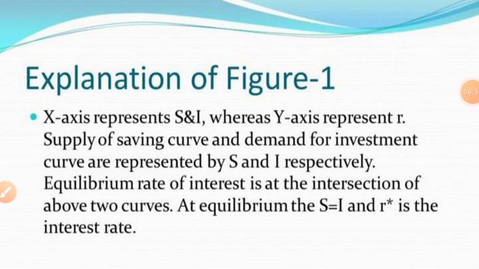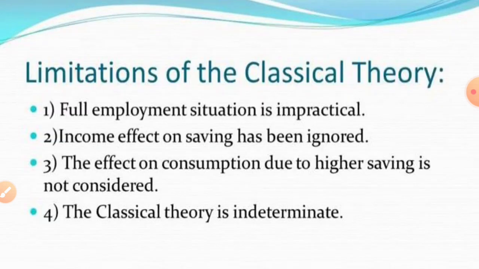Now explanation of figure 1. The x-axis represents S and I, where the y-axis represents rate of interest. The supply of saving curve and demand for investment curve are represented by S and I respectively. Equilibrium rate of interest is at the intersection of the above two curves. At equilibrium, the saving and investment and rate of interest are equal.